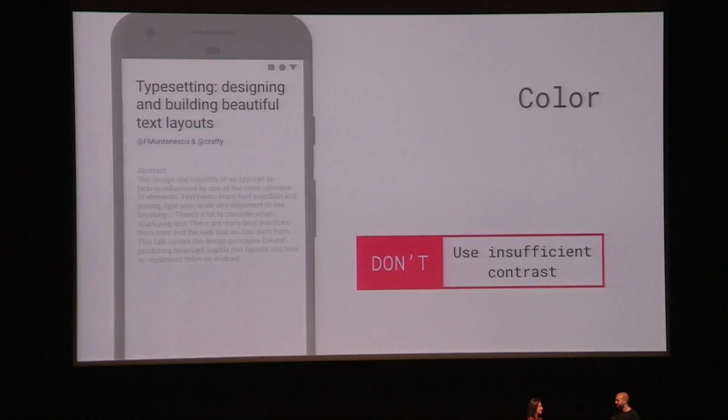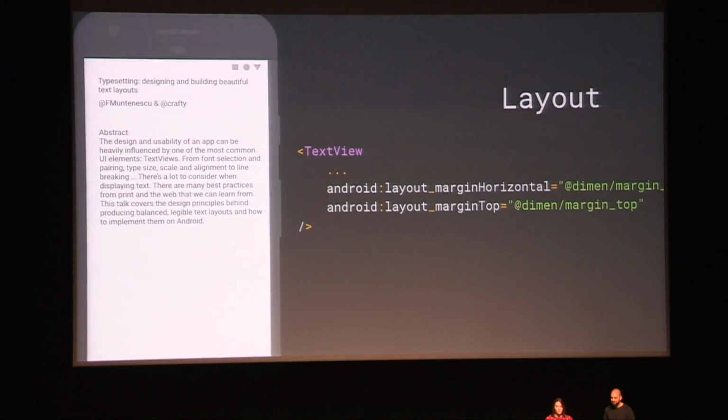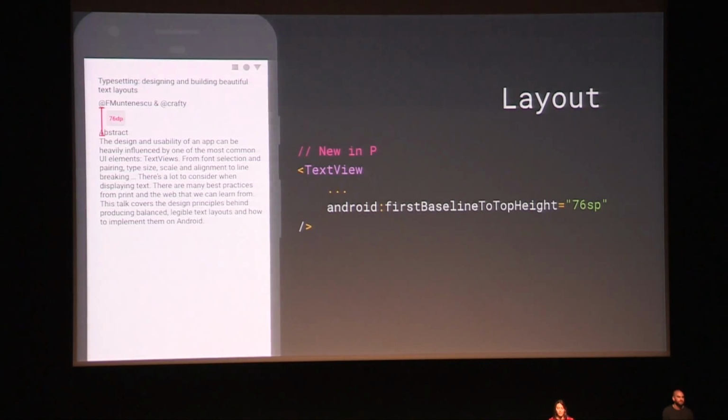I'll let you breathe a bit, because you've gone through a lot of things, and let's see how we can actually implement these. So we'll start with the layout. We would use the margin horizontal, vertical, margin top, so the elements that we already know. But we've seen that designers don't really think like this. Designers think more in stuff like the first baseline to top height, but also the last baseline to top height. So this is why in P, we've added these 2 new attributes, making it easier to bridge this gap between designers and developers.